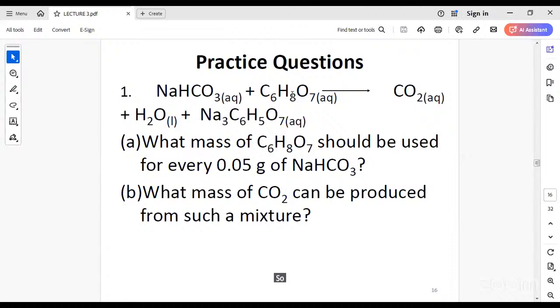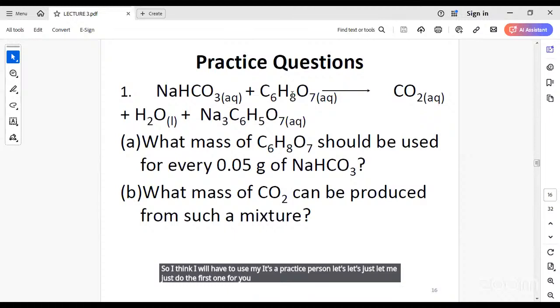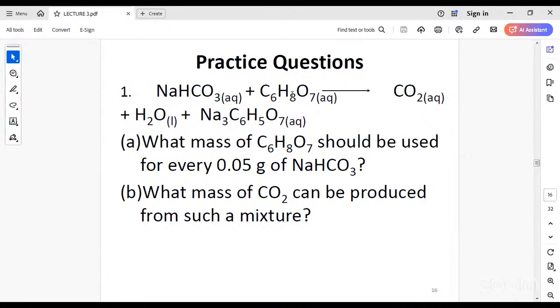I think I will have to use it, it's a practice question. Let me just do the first one for you, so that we understand. I think if I ask you to do it, I know you can do it, but for those that will not be able to do that, so we have our sodium hydrogen carbonate.